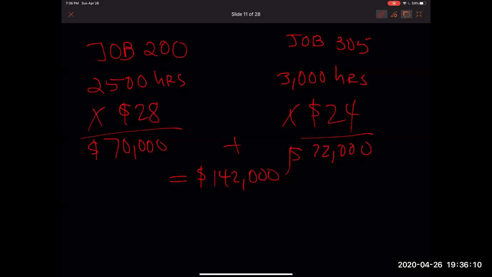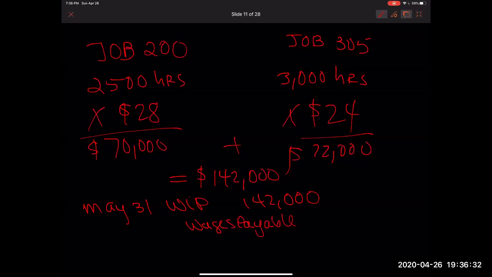Now we need to capture our journal entry, because in essence, that's what the problem is asking us. Remember, all of this is going into work in process. So my journal entry to capture this, on May 31st or what have you, is a debit to work in process in the amount of $142,000 and a credit to wages payable in the same amount, $142,000.